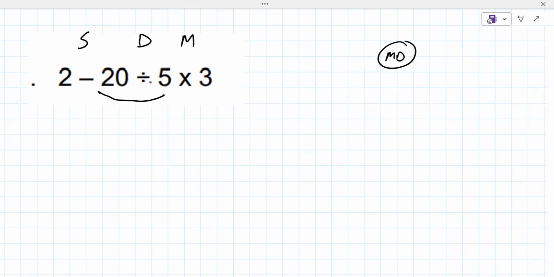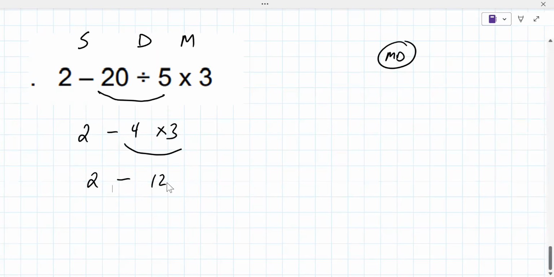What is 20 divided by 5? 4. 4. So this is 2 minus 4 times 3. And now you have to multiply. You have to do it in that order. 12. 12. And so 2 minus 12, what does that become? It is not 10. Negative 10. It is negative 10. Very good. Signs matter. Signs super matter.